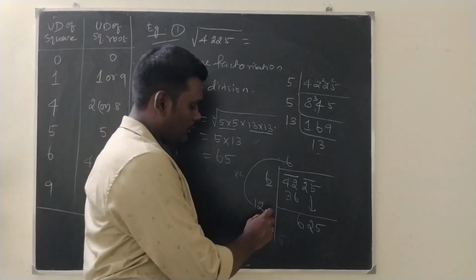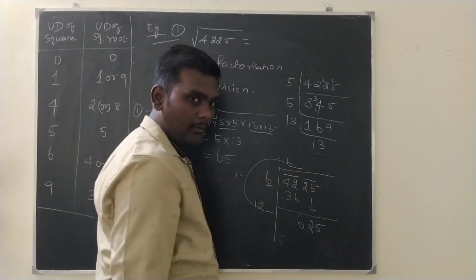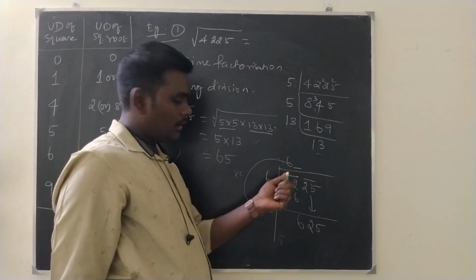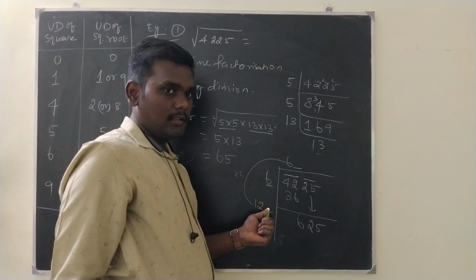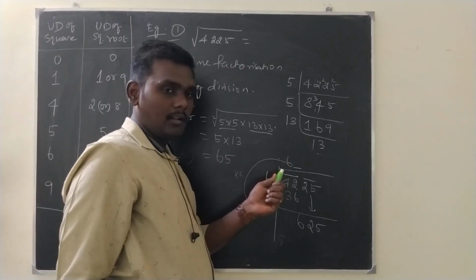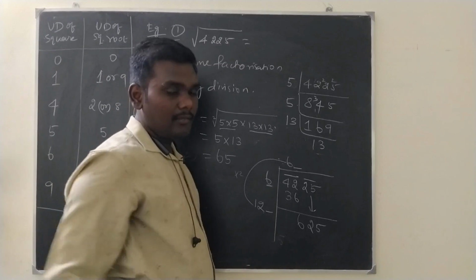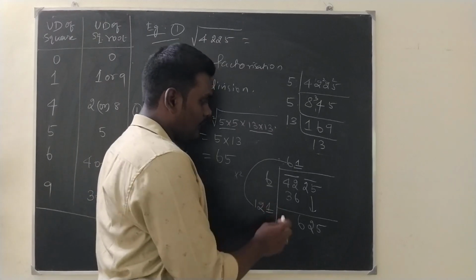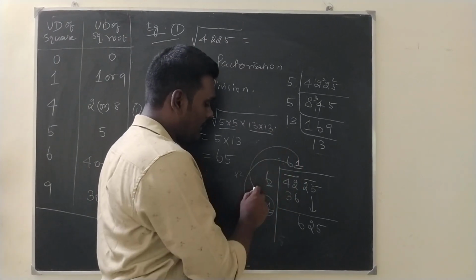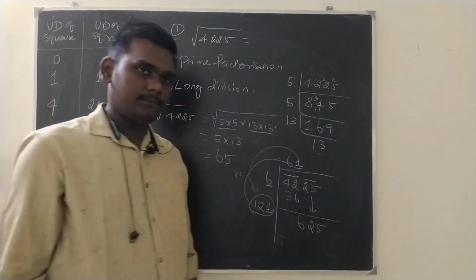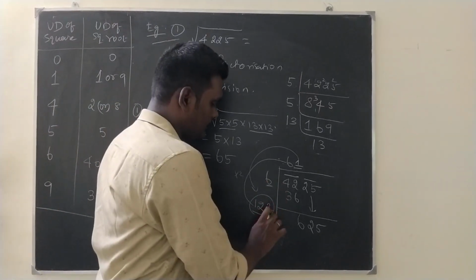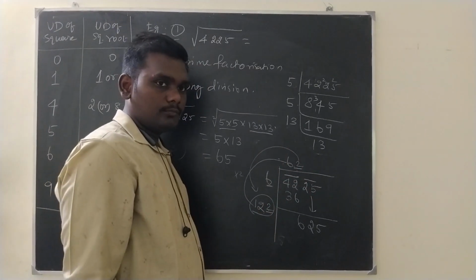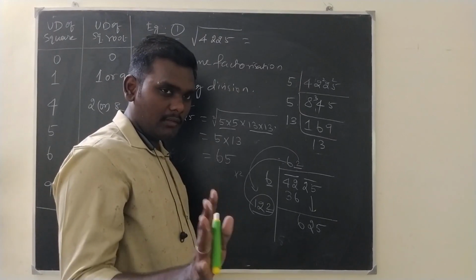After doubling the number, put one dash. Here one dash, here one dash. Look here, man. Here one dash, there one dash. Whatever number we keep here, the same number has to be written here. For example, if I write 1 here, also 1, then this 121 has to be multiplied with 1. That's how it works. If I write 2, then 122 multiplied with 2. Have you understood, or are you getting confused?